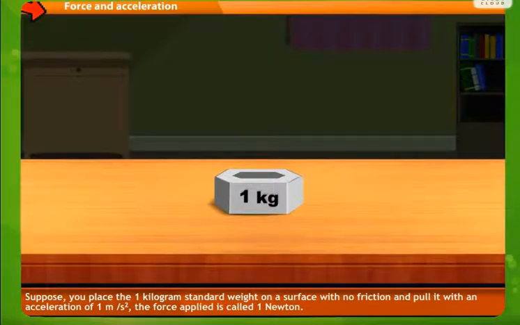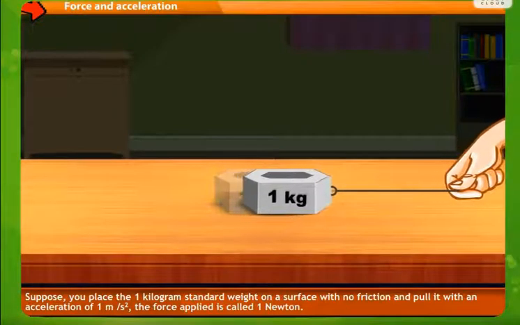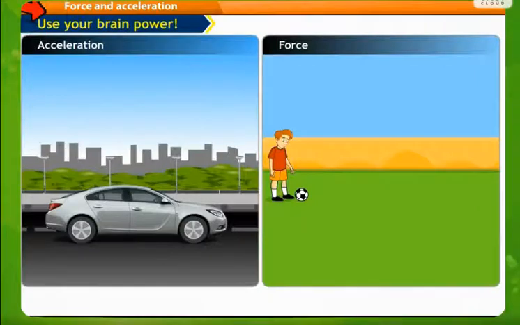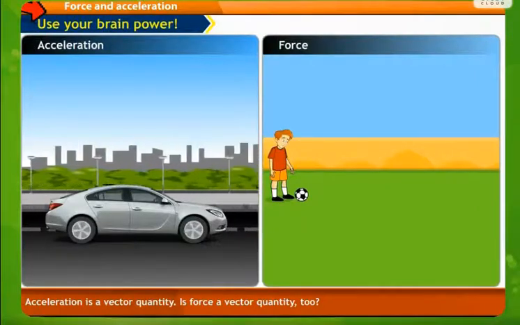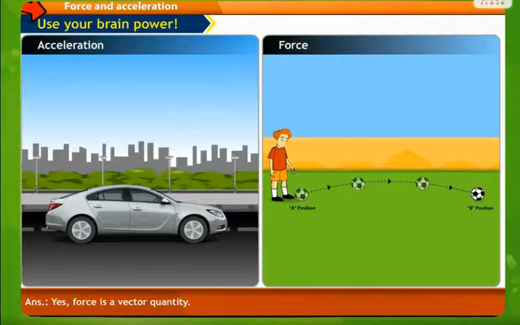One more example. Suppose you place a 1 kilogram standard weight on a surface with no friction and pull it with an acceleration of 1 meter per second square. The force applied is called 1 Newton. Now we are going to derive the unit of force. Now use your brain power. Acceleration is a vector quantity. Is force a vector quantity too? Yes, force is a vector quantity because where we apply force, direction plays a very important role.